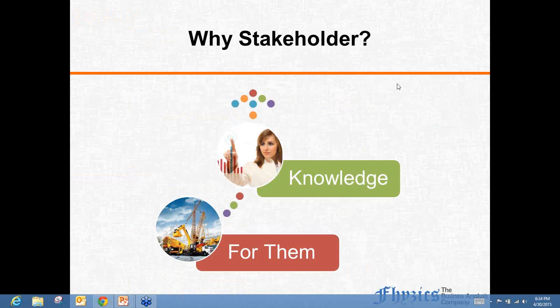So for these 2 reasons, I have to work with my stakeholders. Number 1, I want to leverage their knowledge. I want to download their expertise into these business analysis discussions or into this project. And the second thing is, I am developing something for their cause. I am developing something for the stakeholders, so I should talk to them. For these 2 reasons, we work with the stakeholders.